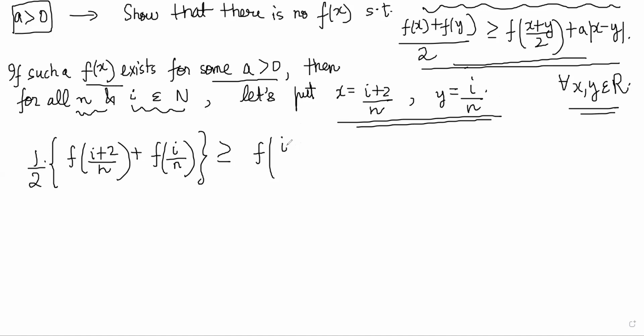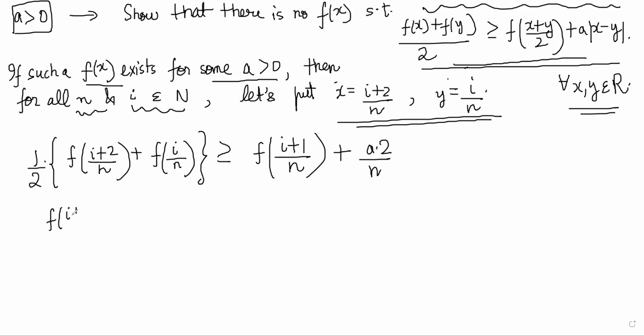(2i plus 2) by n into 2, which is (i plus 1) by n. Basically, (i plus 1) by n is (x plus y) by 2, plus a times modulus of x minus y, which is going to be 2 by n. So this result is true in this case. If you put x as (i plus 2) by n and y as i by n, you get this result. Let's simplify it a little by multiplying by 2 here.